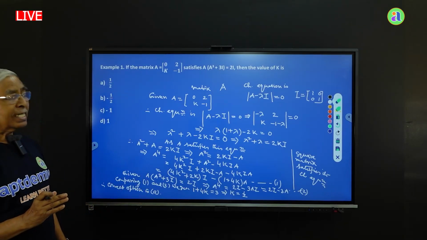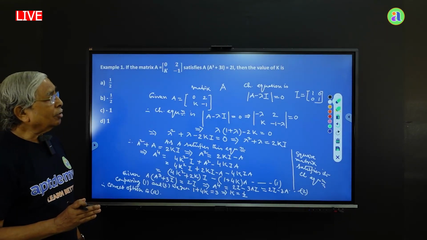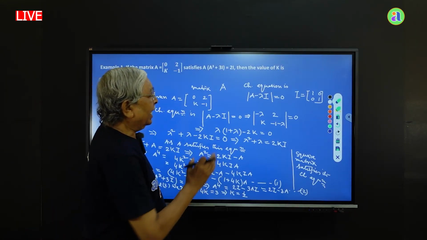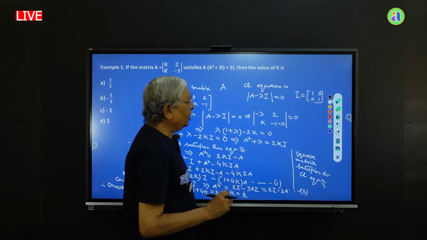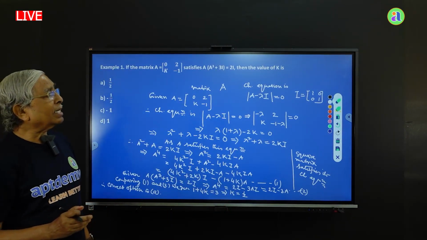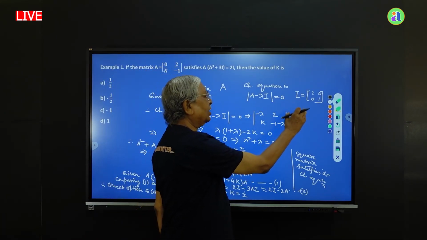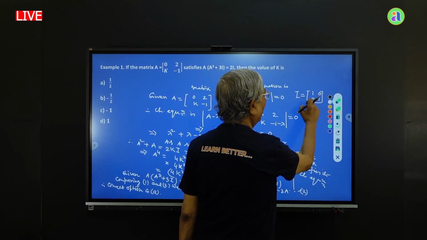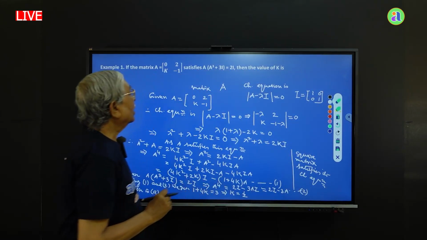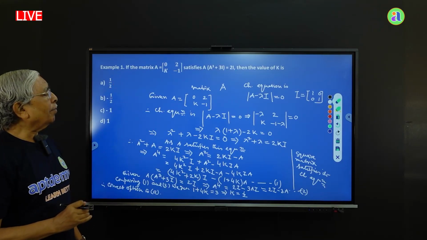Now first we find the characteristic equation of the square matrix. Now what do you mean by characteristic equation? If A is the given matrix, the characteristic equation is given by determinant A minus lambda I equals to 0, where I is the identity matrix of order 2, that is our 1 0 0 1. Now you are given that A is the matrix 0 2k minus 1.